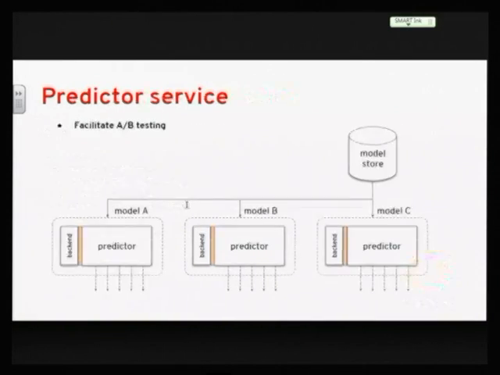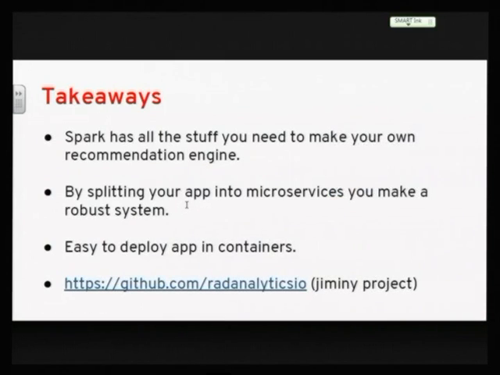Press the button. Okay, so Spark has what you need if you want to go home and implement this. You can also find all of our code on the GitHub RAD Analytics repo, within the Jiminy project, so please take a look. There are huge advantages to splitting your system into microservices, and it's easy to deploy on OpenShift. So yeah, thanks for your time.